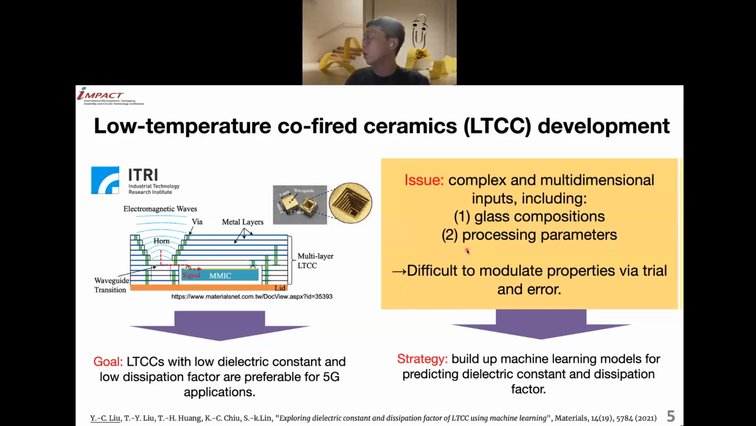But the issue with this topic is that the development of LTCC includes very complex and multi-dimensional inputs. These include two parts: the first is the glass compositions, and the second is the processing parameters. It is therefore very difficult to modulate the properties via a trial and error method. So the strategy of this work is to build machine learning models for predicting the dielectric constant and dissipation factor.